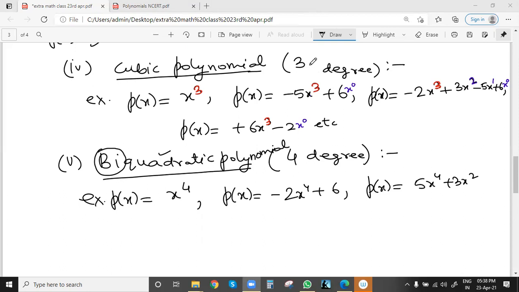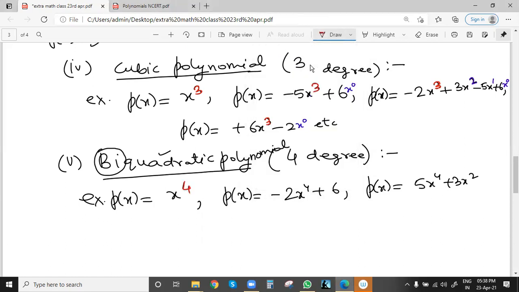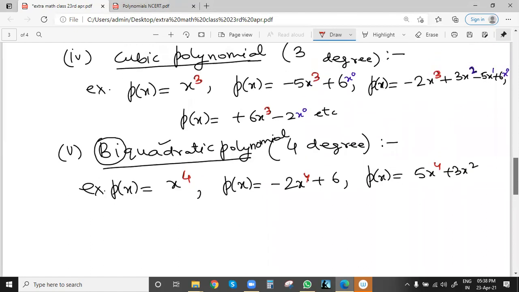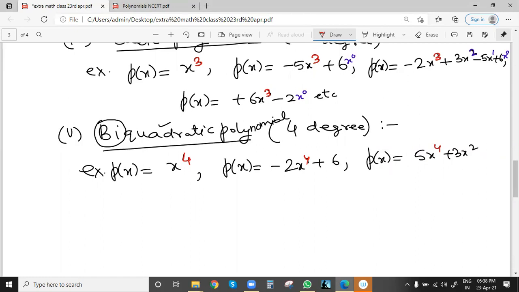No problem. So a biquadratic polynomial will be like this: the maximum power of x will be 4. This way we can say biquadratic polynomial is 4th degree. And higher than this, we can say simply polynomial. Bi means 2 and quadratic also 2, 2 to 4. So you can remember, higher than this you can say simply polynomial.